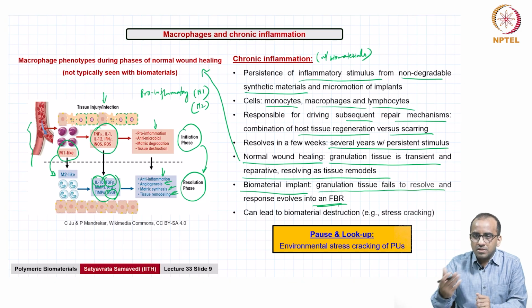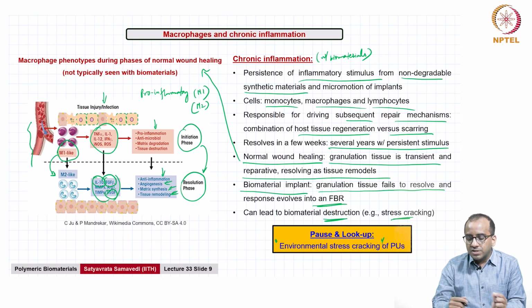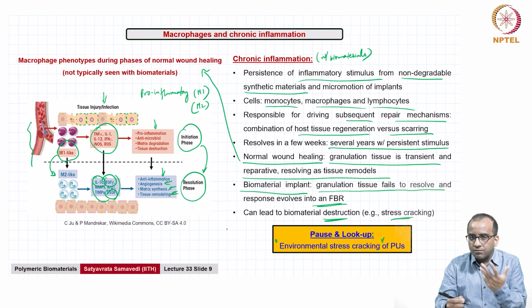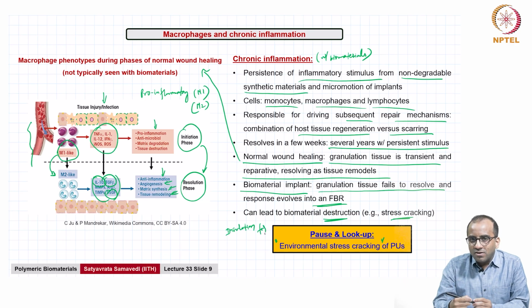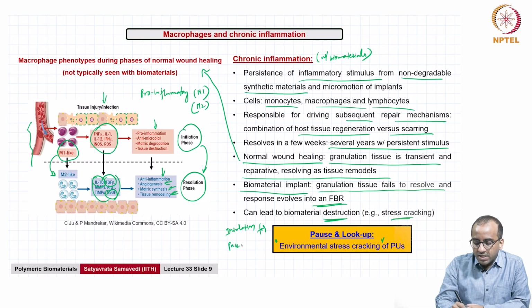Persistent activity of foreign body giant cells on the surface of materials can actually lead to biomaterial destruction. One example of that is stress cracking, typically seen as environmental stress cracking of polyurethanes, which are used, as we have seen earlier, if you can recall, as insulation for... Can you recall where we have seen this? If you're able to recollect, you will immediately realize that this is typically used as insulation for pacemaker leads.